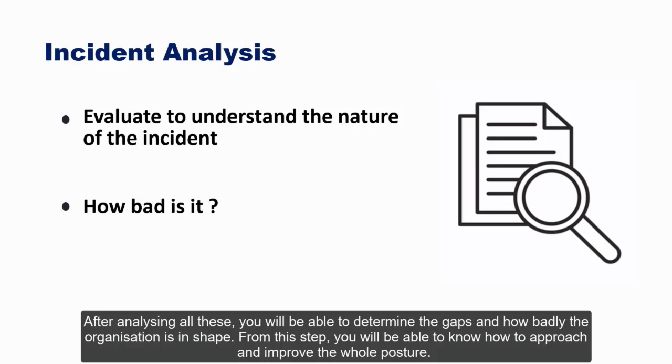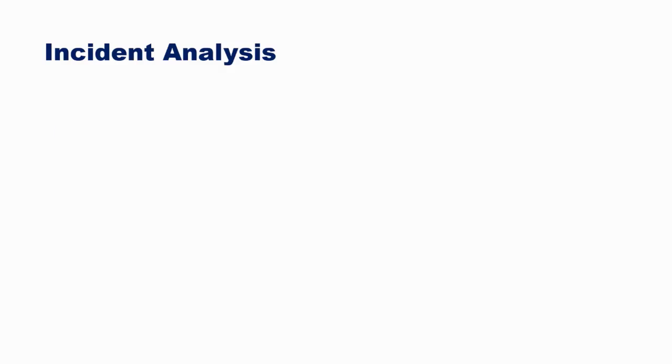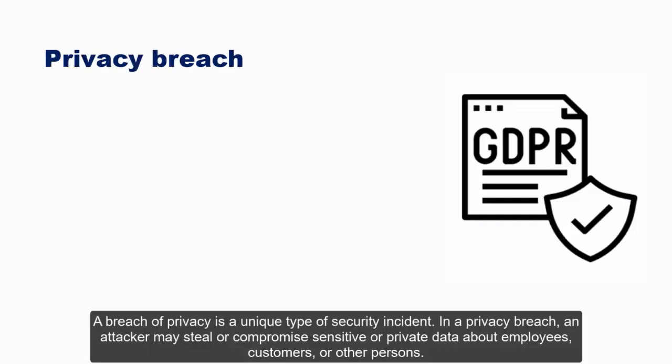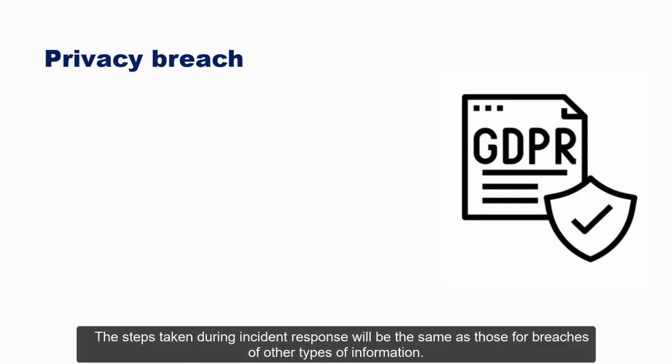After analyzing all these, you will be able to determine the gaps and how badly the organization is in shape. From this step, you will be able to know how to approach and improve the whole posture. A breach of privacy is a unique type of security incident. In a privacy breach, an attacker may steal or compromise sensitive or private data about employees, customers, or other persons. The steps taken during incident response will be the same as those for breaches of other types of information.